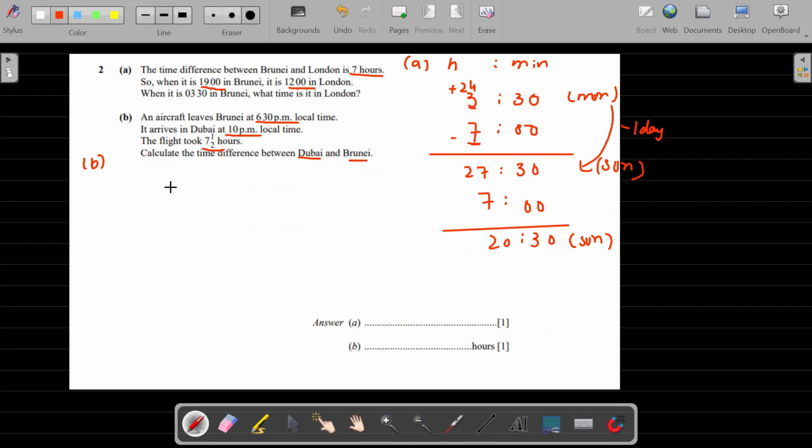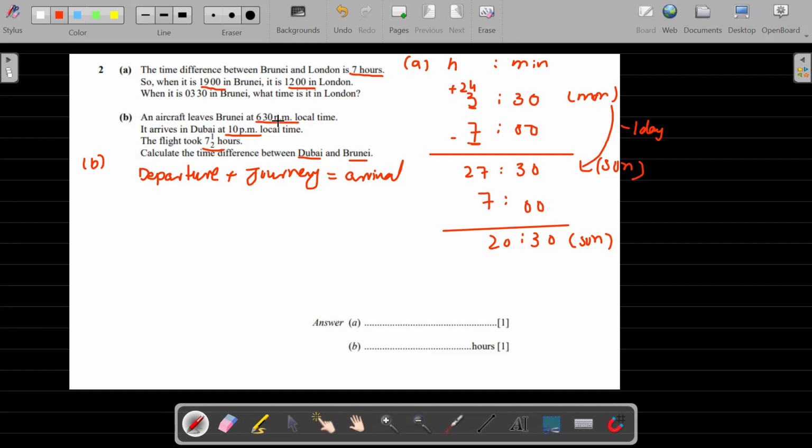I will tell you a general equation which is going to fit in every single scenario. Departure plus journey is equal to arrival. We need to calculate the time difference of these two, so let's figure out the answer for that.